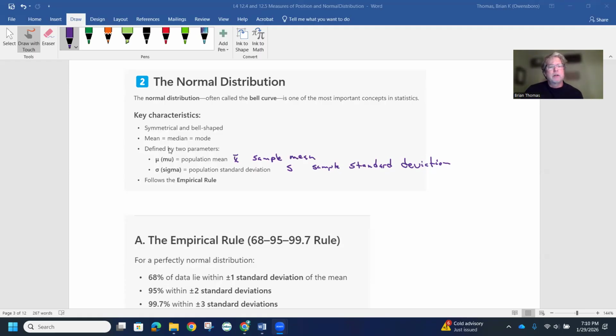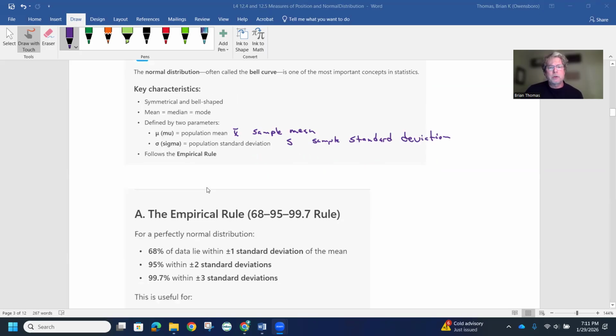Now, to define two parameters, we have mu, this Greek letter, which stands for the population mean, but we're going to use x bar, which stands for the sample mean. Sigma stands for the population standard deviation, but we're going to be using s, which stands for the sample standard deviation. Also, if it's this bell-shaped curve, it follows what's called the empirical rule.